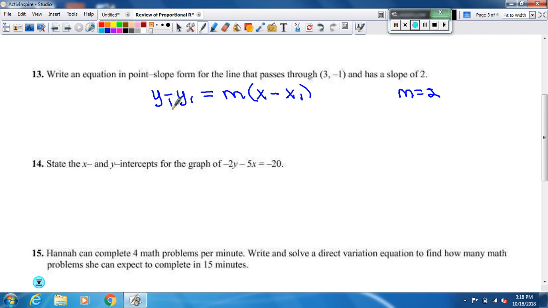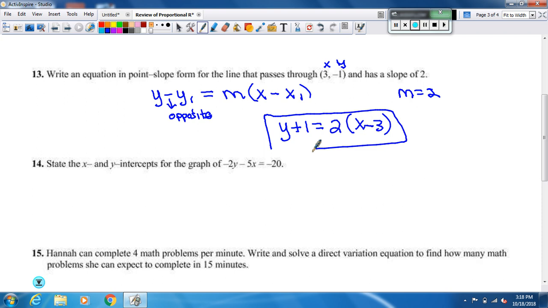So think of the minus signs as opposites. So the y and the x stay in your equation. So you're plugging in everything else. You're plugging in the y1, the m, and the x1. So remember, these ordered pairs are in alphabetical order. So you have y that stays in your answer, the opposite of the y they gave you, the opposite of -1 is +1, equals, your slope is 2, parentheses, x, and the opposite of the x they gave you. So x and the opposite of +3 is -3. And that is the equation in point slope form.